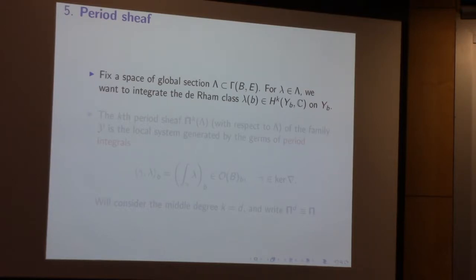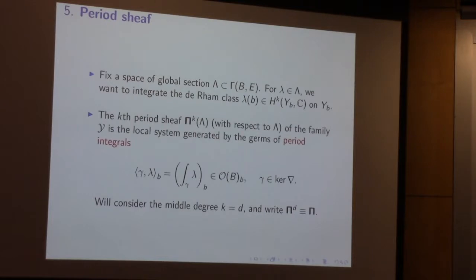A space of global sections of this flat bundle E, I call this space capital Lambda. So for each lambda, if you evaluate lambda at a point, it's just a k-cohomology class. Think of it as a closed form on the fiber of the family, and I want to integrate it. Okay, so when you do so, you get an analytic function, or germ of analytic function, we call a period integral.